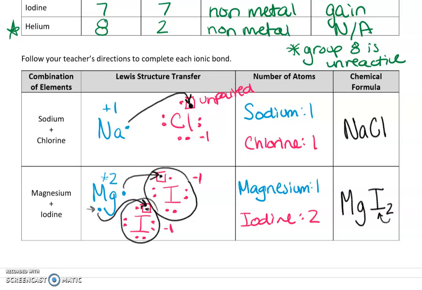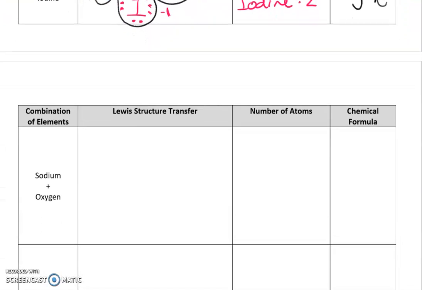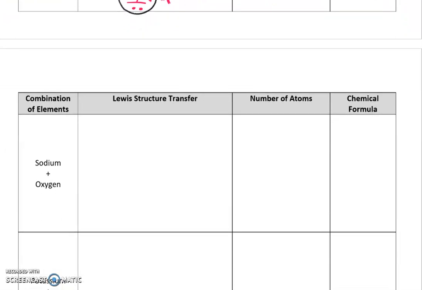So our last example that we're going to do together is on the back of your worksheet, and we're going to show how sodium and oxygen form a bond together. So we are going to draw a Lewis dot structure for each. Sodium, once again, is Na, and is in group 1, so has 1 valence electron. Oxygen is our nonmetal. Oxygen is in group 6. So oxygen has 6 valence electrons.